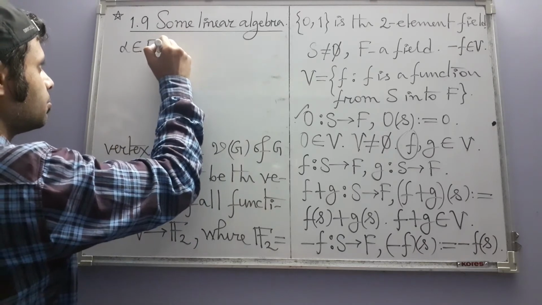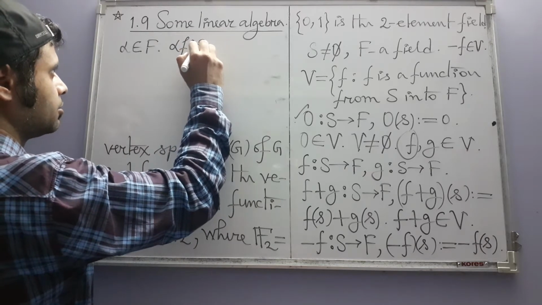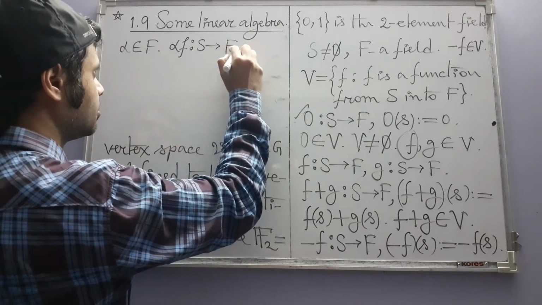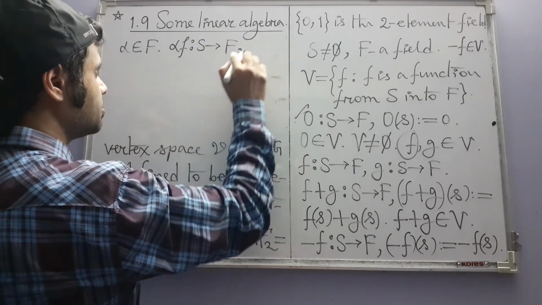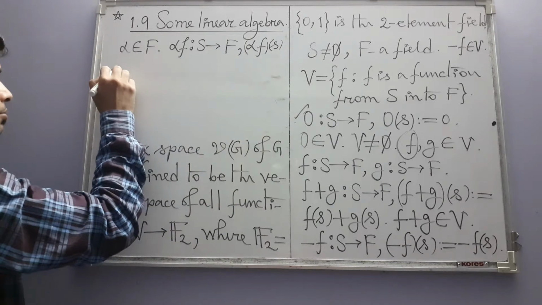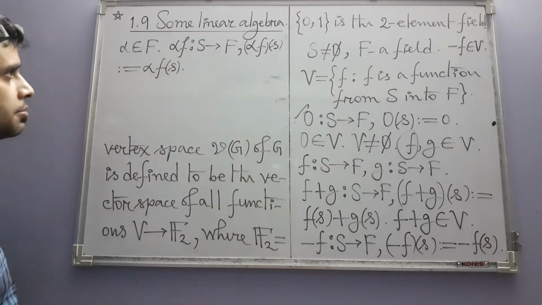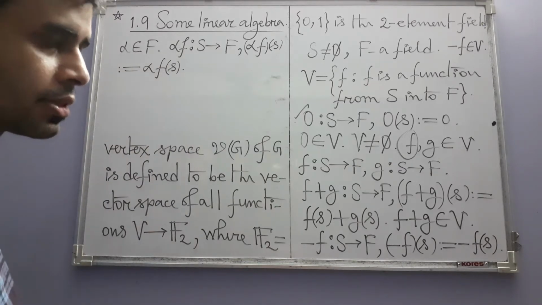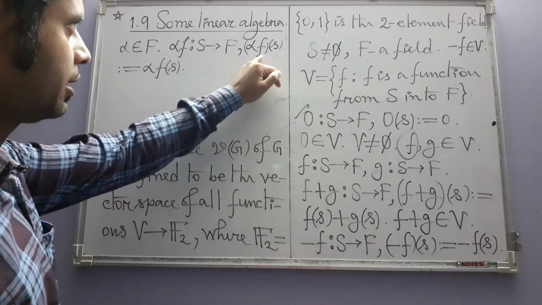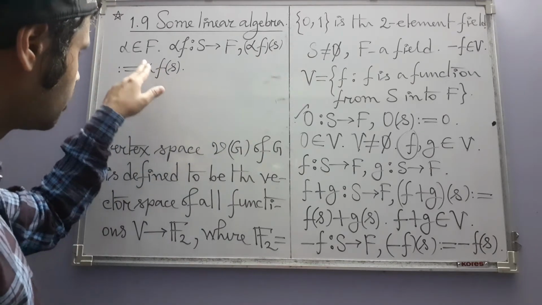Now I want to define a function alpha f. I want that to be a function from S into F. That means I want it to be an element in V again. And its definition is this: alpha f of s is defined to be equal to alpha times f of s. Does it make sense? f of s is the field element that you get by applying f to s, and alpha is also a field element, so this is their product in the field.